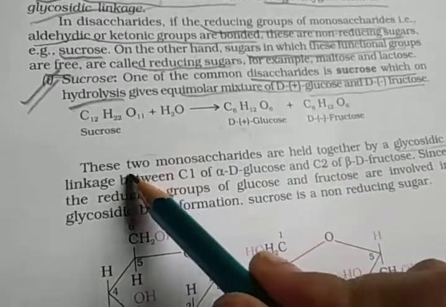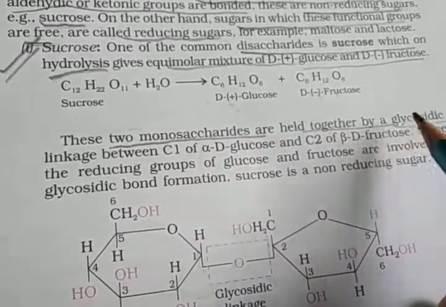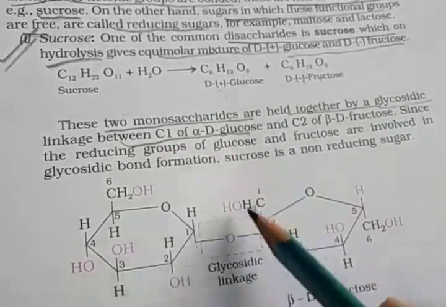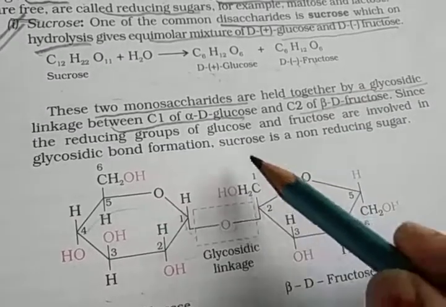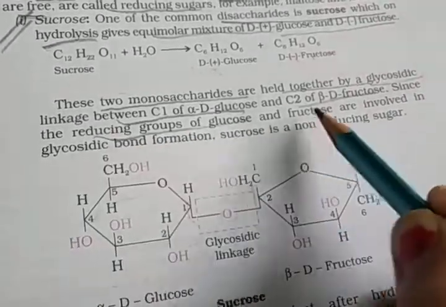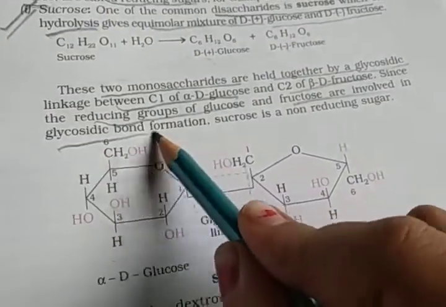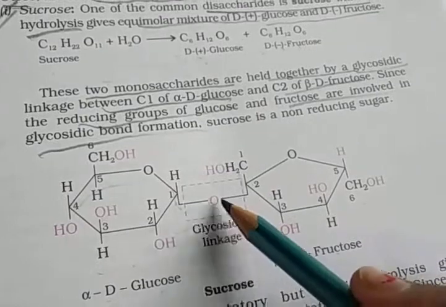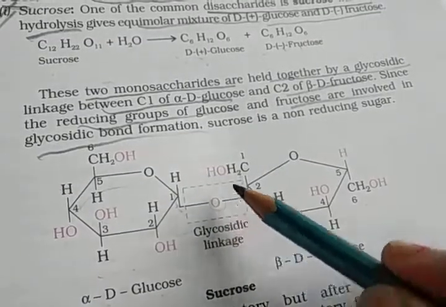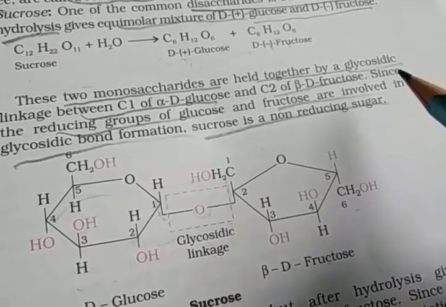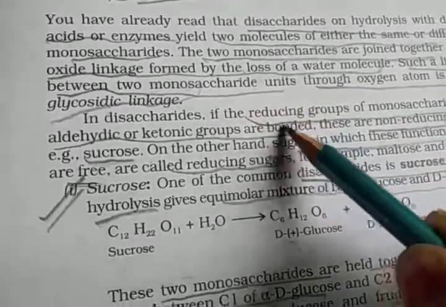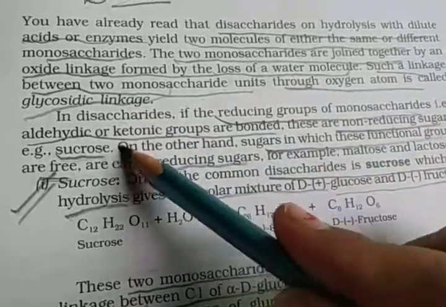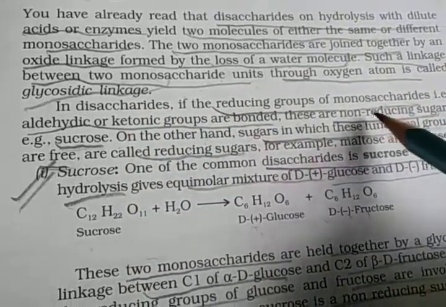So these two monosaccharides are held together by a glycosidic linkage between carbon 1 of alpha-D-glucose and carbon 2 of beta-D-fructose. The reducing groups of glucose and fructose are involved in the glycosidic bond, so both are attached, and sucrose is a non-reducing sugar. Clear? If the reducing groups of monosaccharides, the aldehyde and ketone groups, are bonded, they are non-reducing sugars.